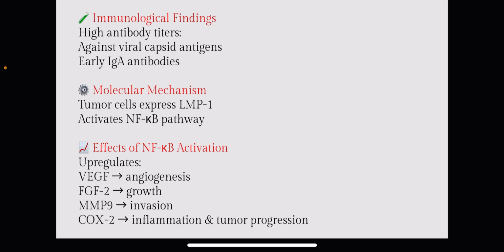The effects of NF-κB activation here is that it upregulates the VEGF, which leads to angiogenesis, and FGF2, which leads to the growth, and MMP9, which leads to the invasion, and COX2, which leads to inflammation and tumor progression.